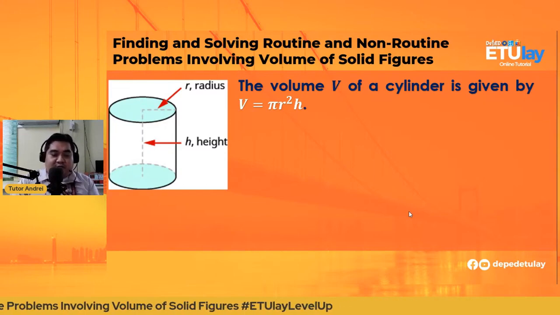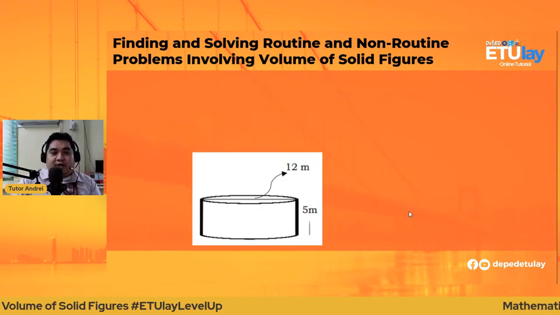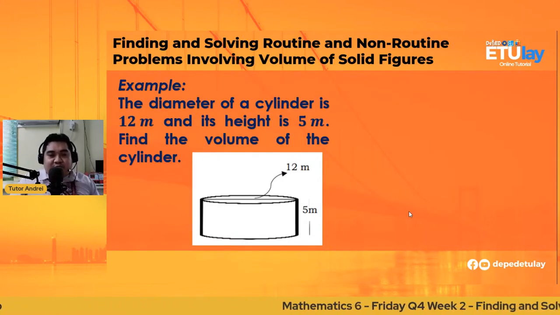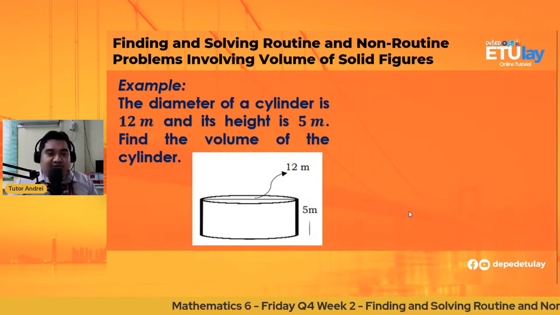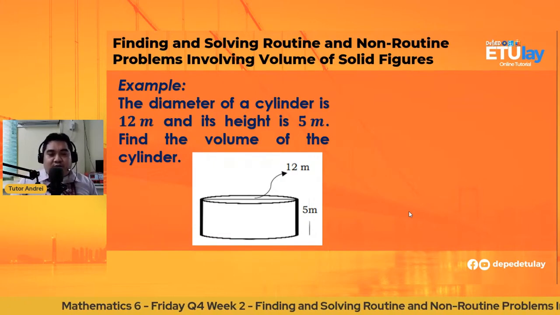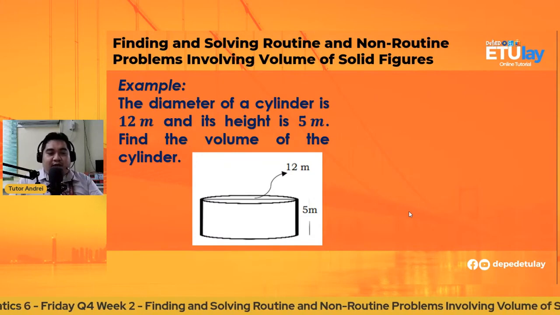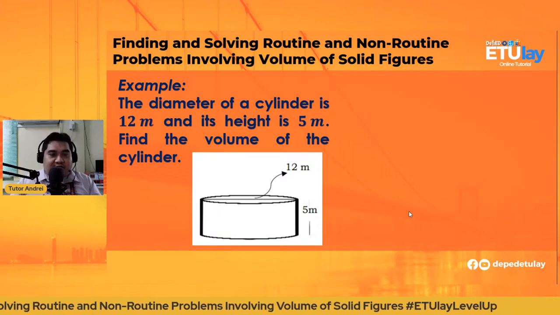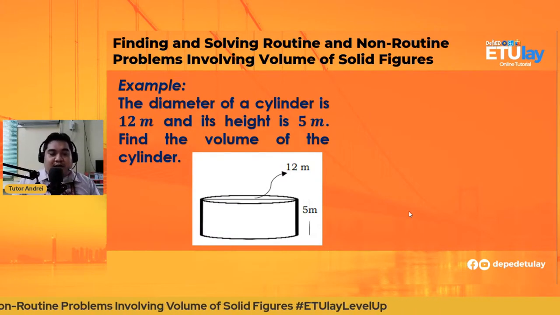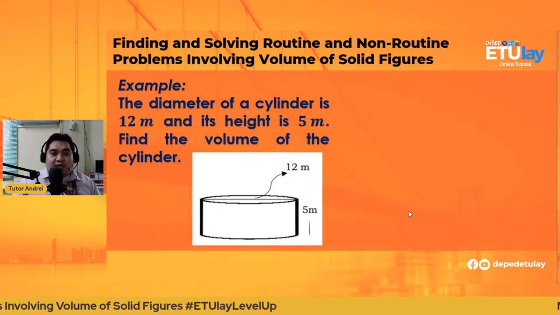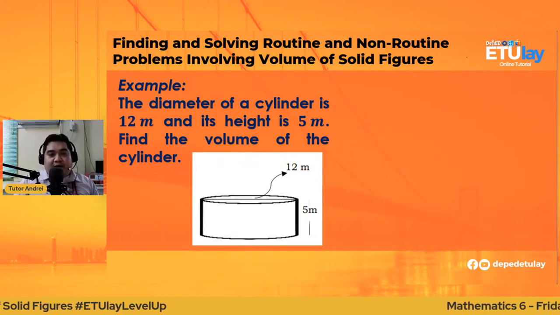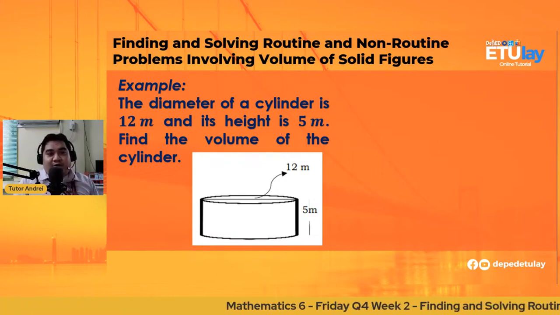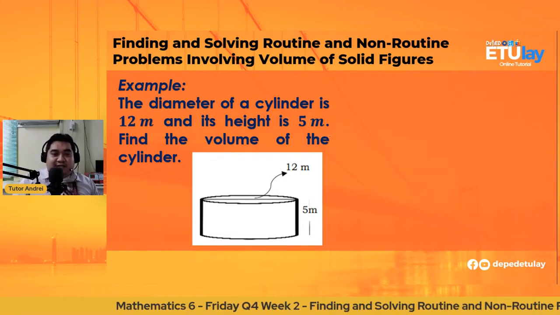Okay, so take note that we're going to square the radius. So in our case, looking at the figure, the diameter of the cylinder is 12 meters and its height is 5 meters. So how do you find the volume of the cylinder? So again, just like what we did last week and earlier, we're going to substitute the given diameter and height to the given formula. But take note, since the formula of the cylinder is pi r squared h and our given is the diameter, we're going to find the radius of the cylinder.